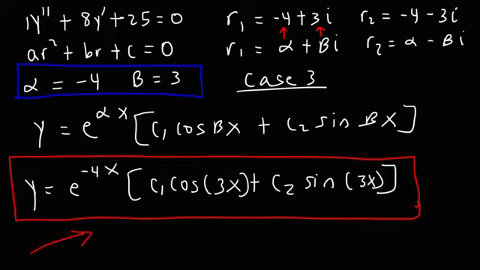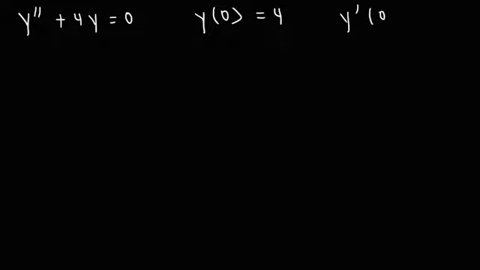So now you know how to solve a second-order linear differential equation for all 3 cases. Now the next example problem that we're going to try is an initial value problem. So we have y'' + 4y = 0, and y(0) is equal to 4, and y'(0) is equal to 6. Go ahead and solve this initial value problem.